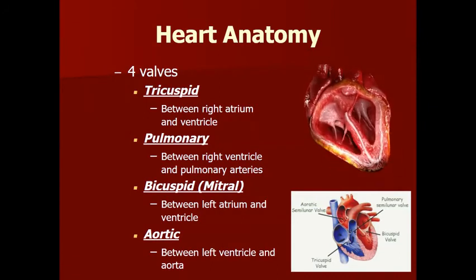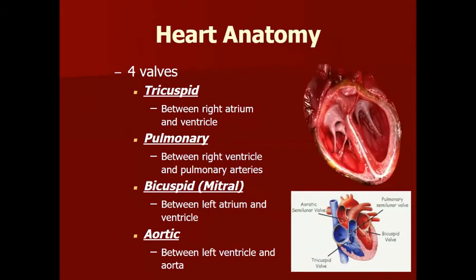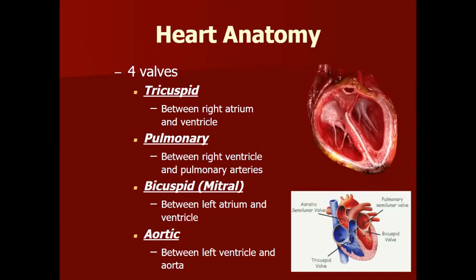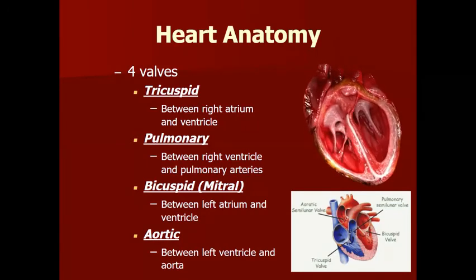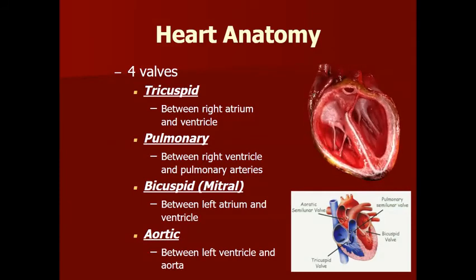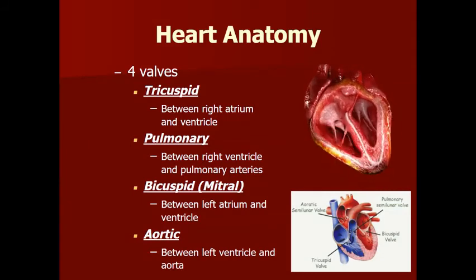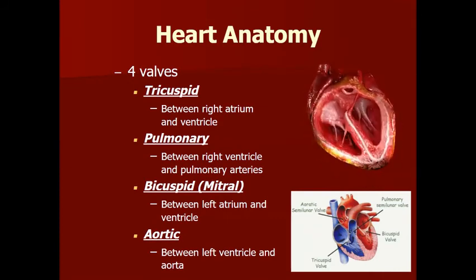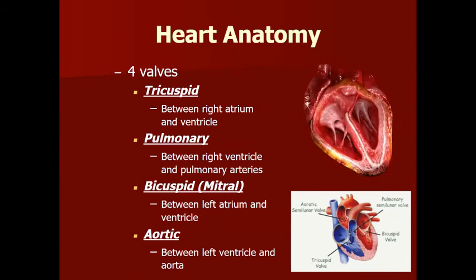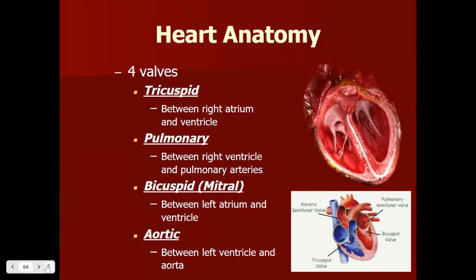We have 4 different valves. The tricuspid is between the right atrium and the ventricle. The pulmonary valve is between the right ventricle and the pulmonary arteries. The bicuspid or mitral valve is between the left atrium and ventricle. And the aortic valve is between the left ventricle and the aorta.